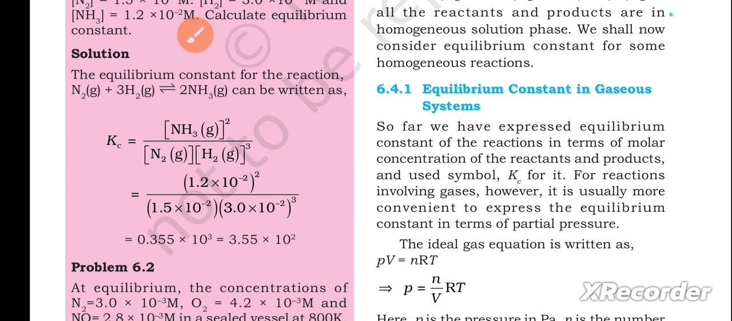We shall now consider the equilibrium constant for some homogeneous reactions. Next, equilibrium constant in gaseous systems. So far, we have expressed the equilibrium constant of the reactions in terms of molar concentrations of the reactants and products and used the symbol Kc for it. For reactions involving gases, however, it is usually more convenient to express the equilibrium constant in terms of partial pressure.